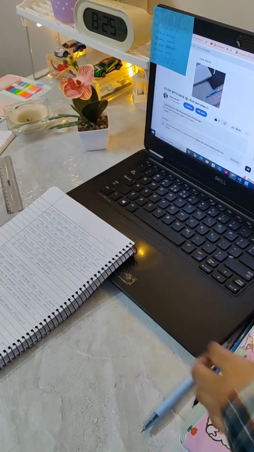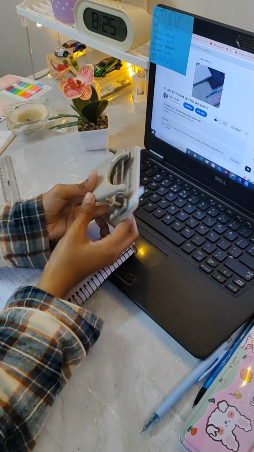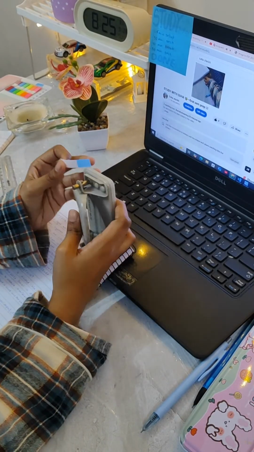And boom, it's back. Anyways, back to the hack. You take a sticky note tab and you punch a hole in it.